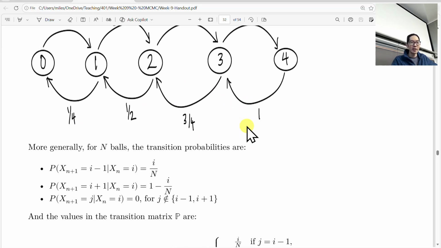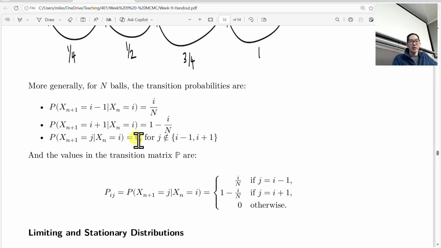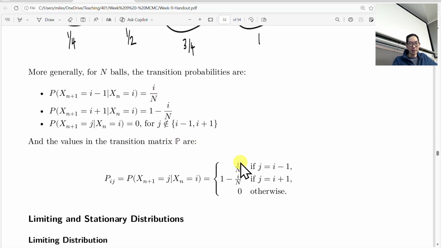And then if you want to generalize, then the Ehrenfest urn model will look like this, with these different probabilities and so on and so forth.